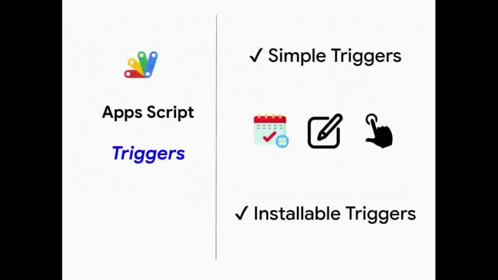We talked earlier that workflows have triggers and actions. And so I want to talk a little bit more now about the AppScript triggers and how they can be used to trigger workflows within G Suite or within AppScript. There are two types of triggers. There are simple triggers and there are installable triggers.